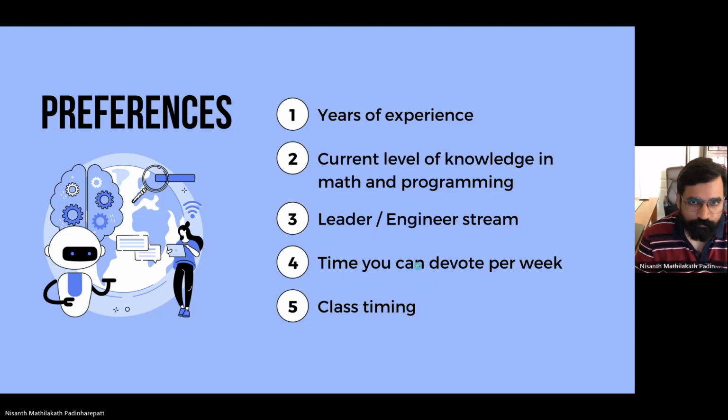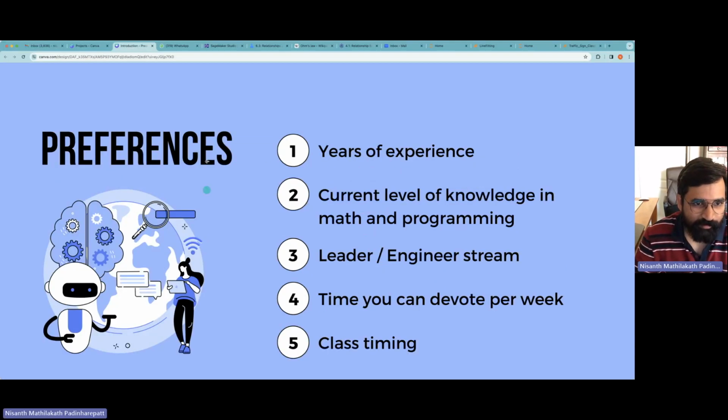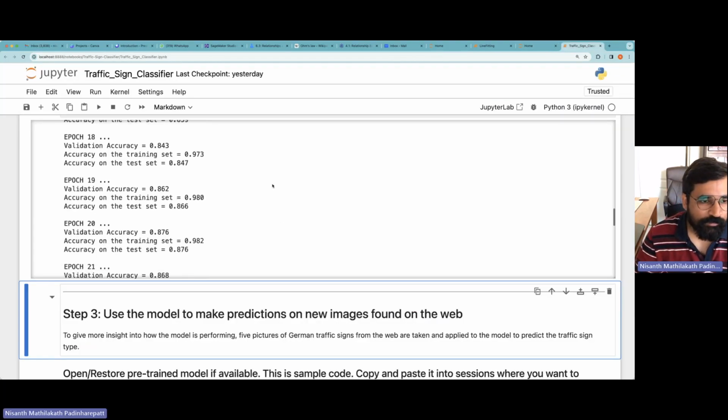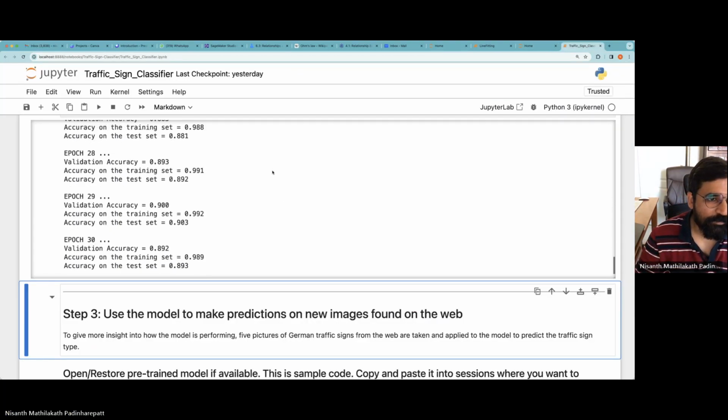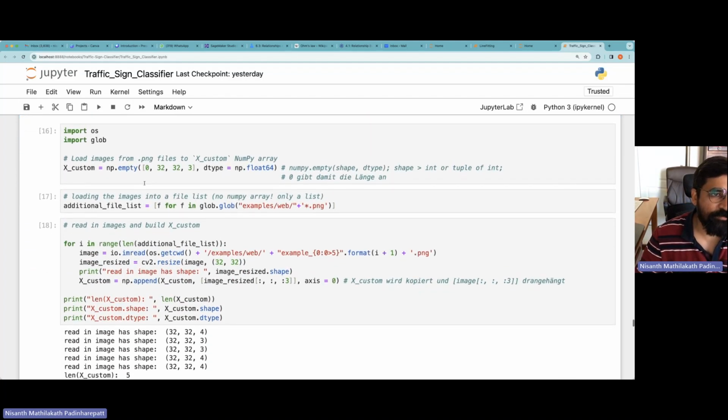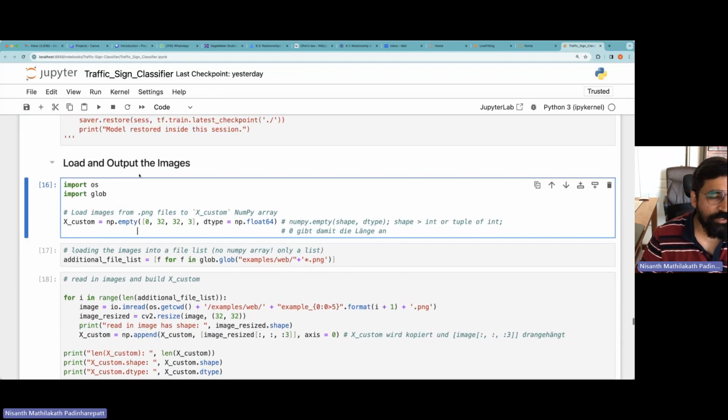Now let's go back and see whether it's done. Yes, now it's done. Now you can see the accuracy is close to 99%; it is able to properly classify 99% of the images. Now let's see.